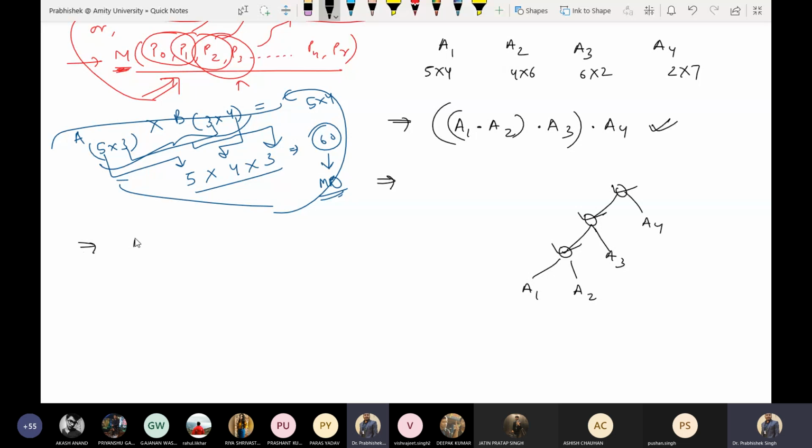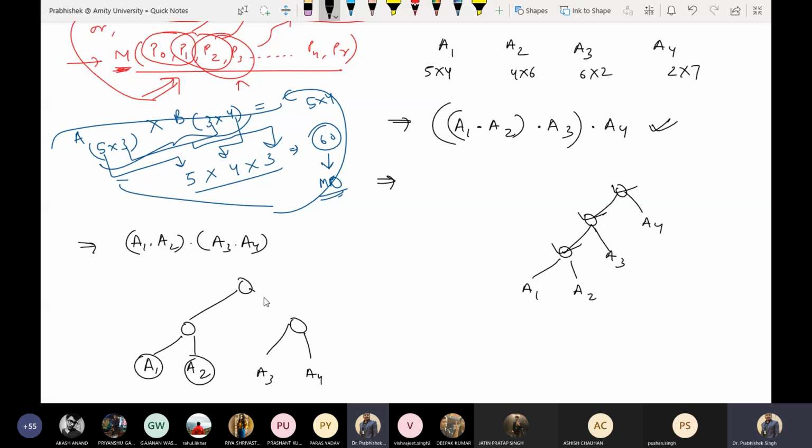You can also multiply A1, A2 first, and then A3, A4, and the resultant will be multiplied again. So what are you doing here? A1, A2, so you are getting one node here. A3, A4, again you got one node, and then again you got one node. So here also how many nodes did you get? 1, 2, 3. Again 3 nodes. Here also 3 nodes. Here also 3 nodes.